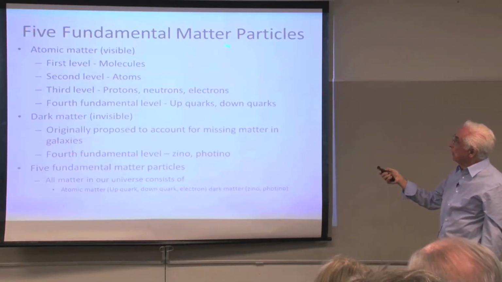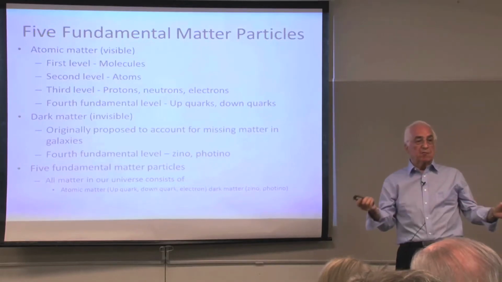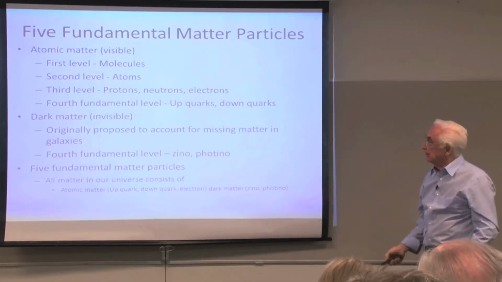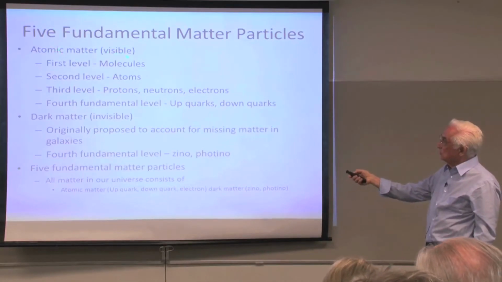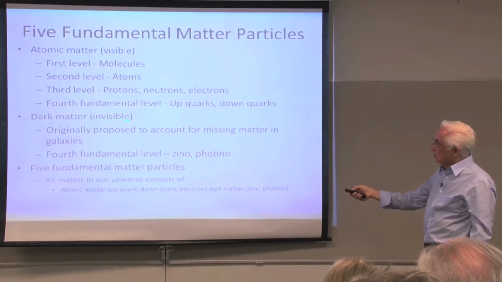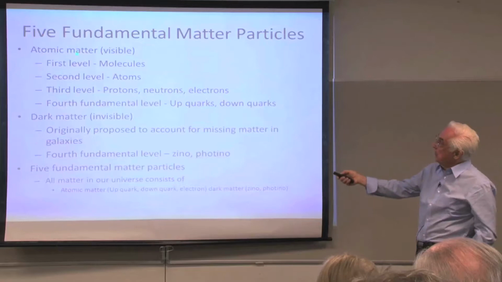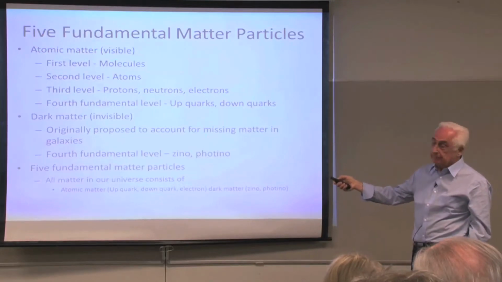There are 5 fundamental matter particles which make up everything in our universe. And they're divided into 2 types: atomic matter, which is visible, and dark matter, which is invisible. If you can see the object, it's made of atomic matter. So you, me, the Empire State Building, Mount Everest, our Earth, our Moon, our Sun, and all the stars are visible. So they're made out of atomic matter.